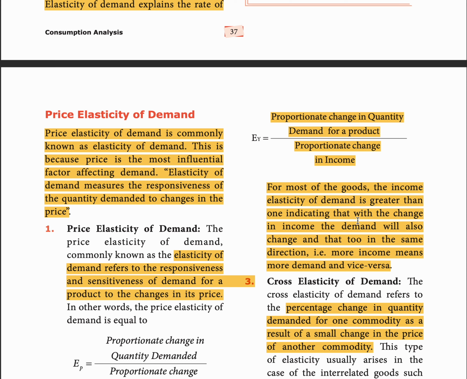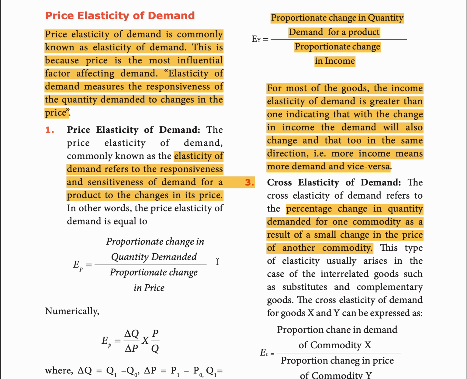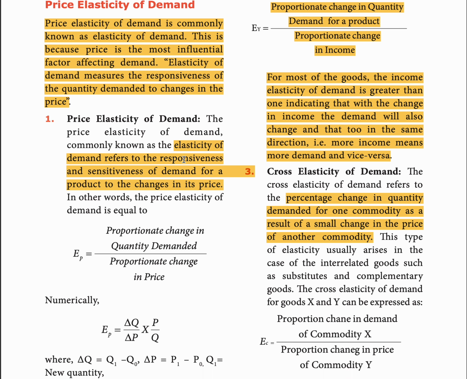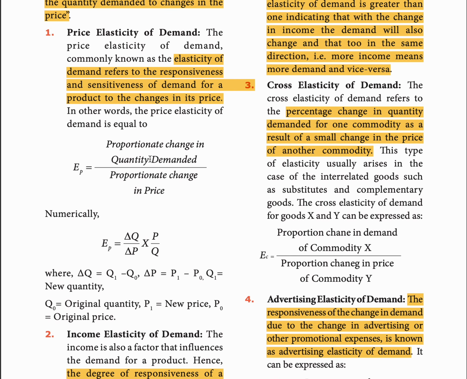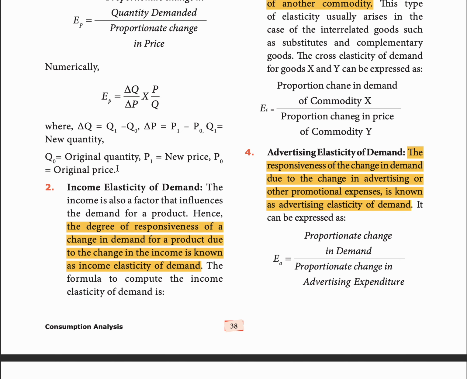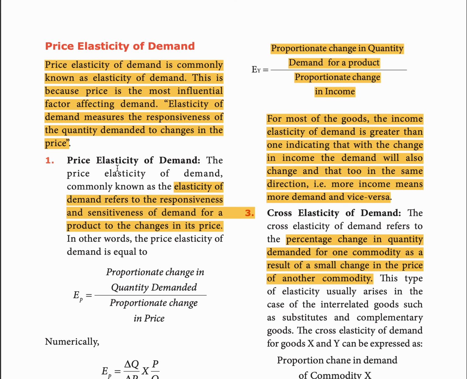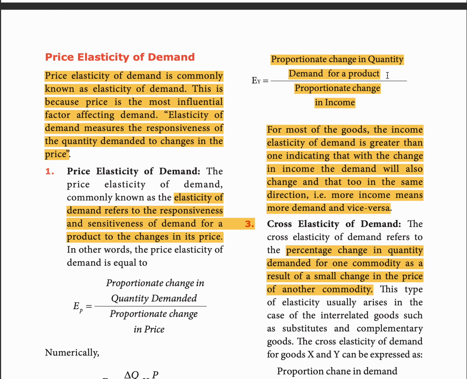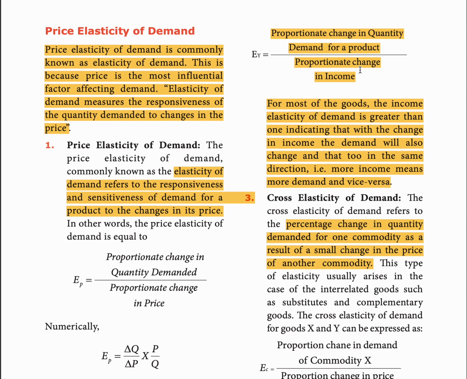Now friends, let's understand what is price elasticity. Elasticity of demand refers to the responsiveness and sensitiveness of demand for a product to the change in price, right? So, proportionate change in quantity demanded upon proportionate change in price. Income elasticity of demand tells the degree of responsiveness of change in demand for a product due to change in income. So with the change in income, what is the degree of change in the demand? That is known as income elasticity. Right? Proportional change in quantity demanded for a product and proportional change in income.